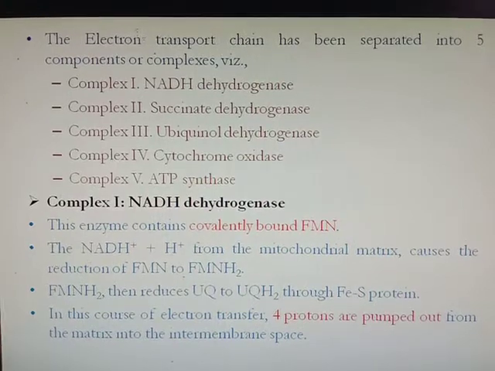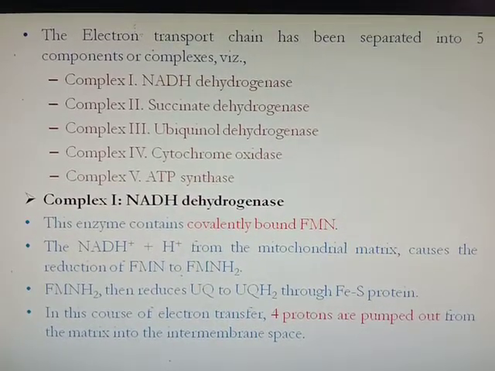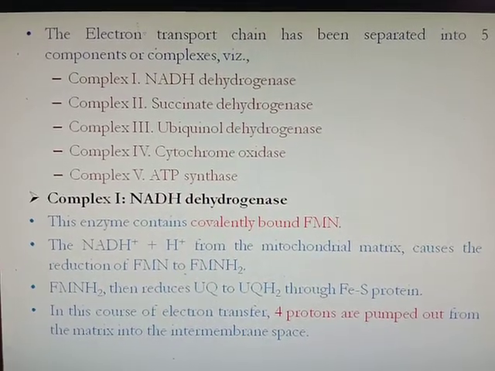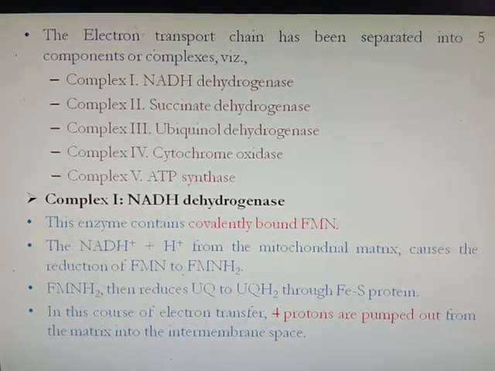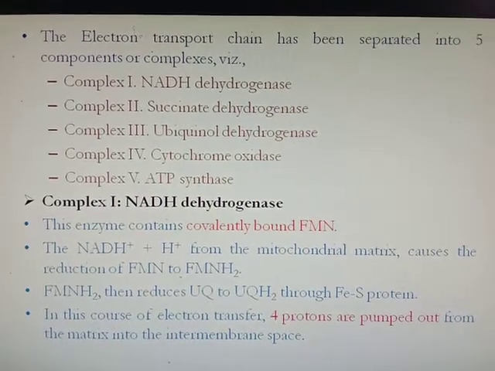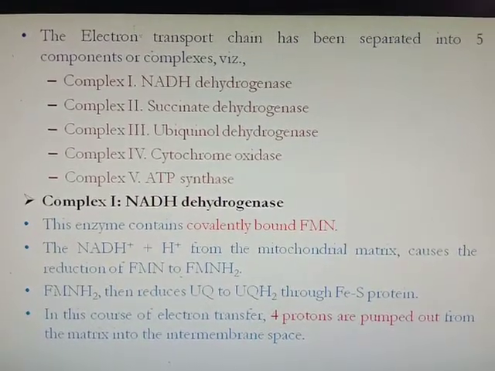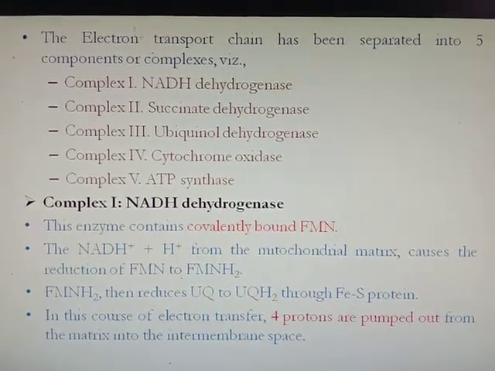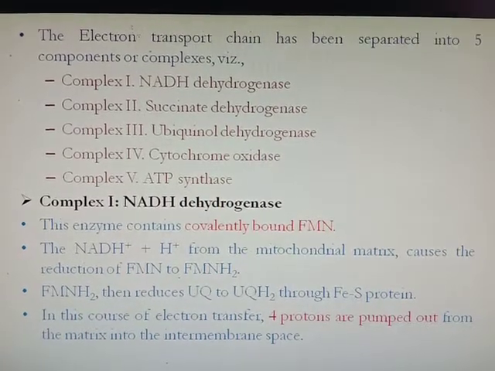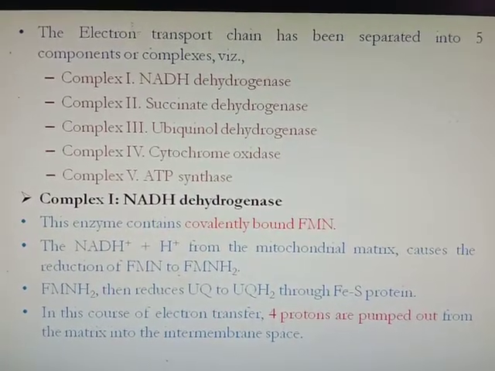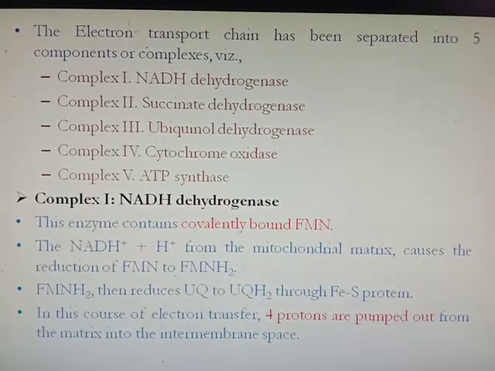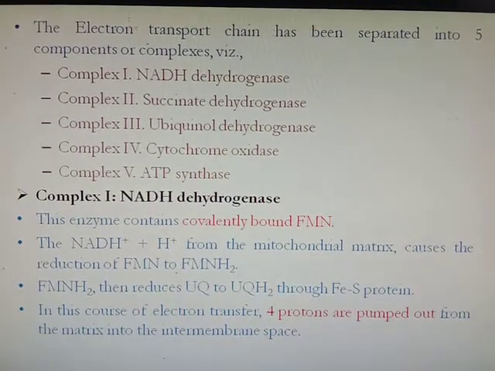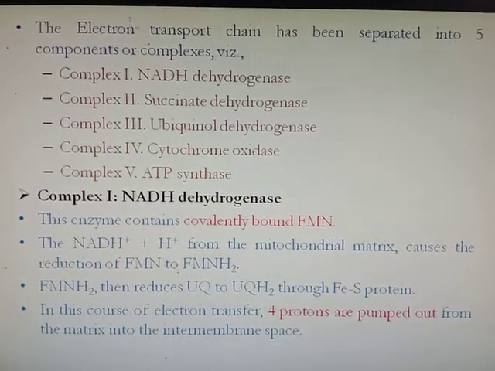First is complex 1, also called NADH dehydrogenase. This enzyme contains covalently bound FMN as a prosthetic group. The NADH and hydrogen from the mitochondrial matrix cause the reduction of FMN to FMNH2. Then this FMNH2 reduces ubiquinone to ubiquinol, UQH2, through iron sulfur protein. In the course of electron transfer from FMNH2 to ubiquinone, 4 protons are pumped out from the matrix into the intermembrane space.